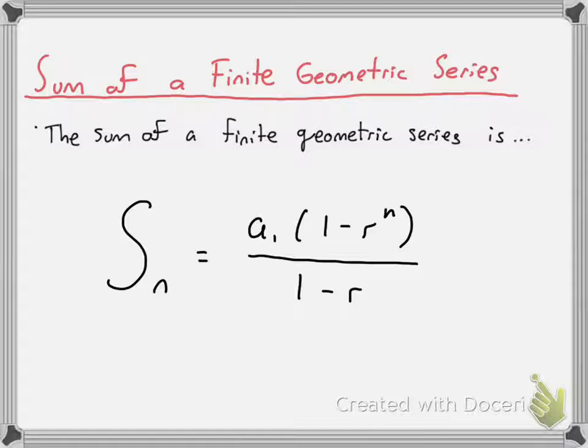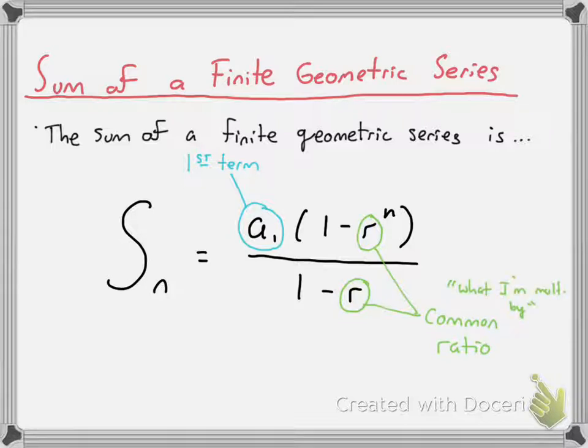The sum of a finite geometric series would be a1 times 1 minus r to the n, all over 1 minus r. So again, breaking down what all these variables mean, a1 is our first term, r is our common ratio, or what you're multiplying by every time, and n is your number of terms.